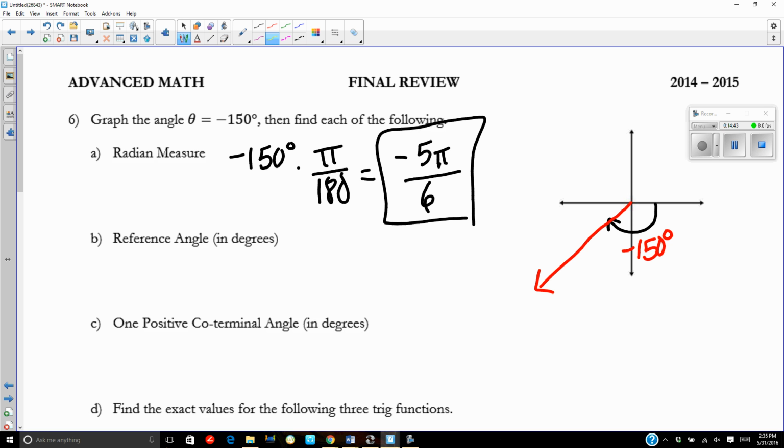The reference angle in degrees. That's the key right here, in degrees. Make sure you pay attention on the final exam how they want the answer. So the reference angle is, again, the shortest distance to the x-axis. So the reference angle is this angle right here. The reference angle is always positive, so even though we're working with a negative angle, that yellow angle is going to be 180 minus 150. So the reference angle is 30 degrees.